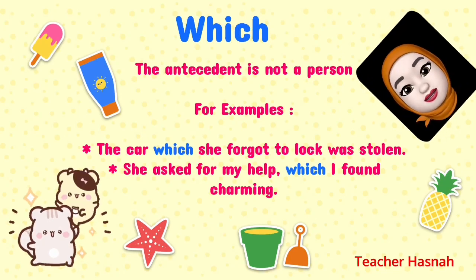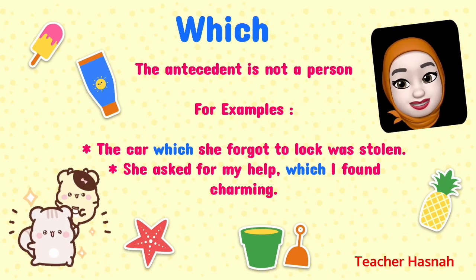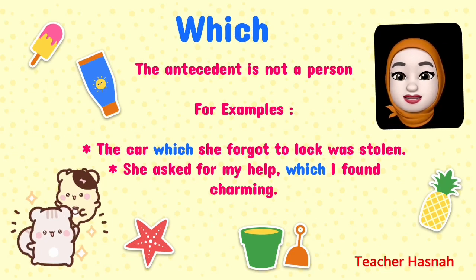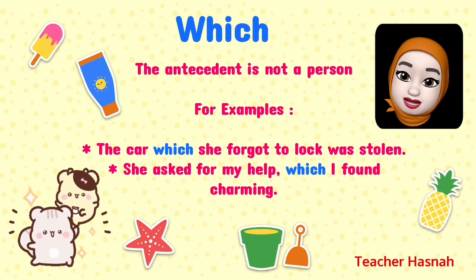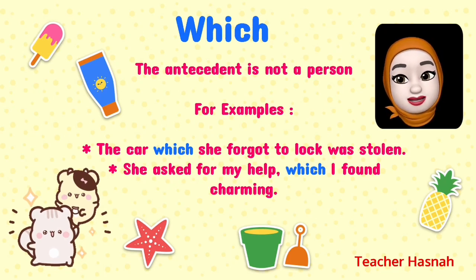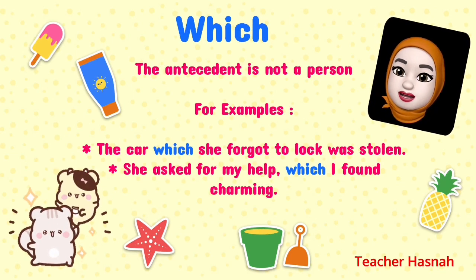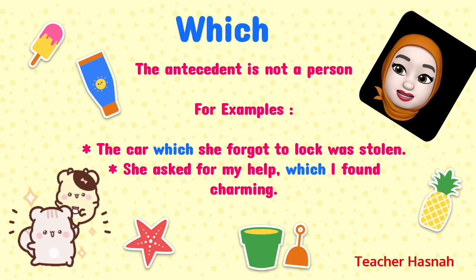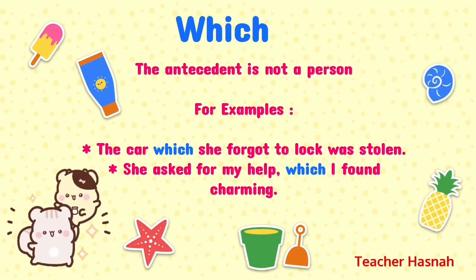Which. We use which when the antecedent is not a person. The bike which he forgot to lock was stolen. She asked for my help, which I found charming. The bike here is a thing, so we use which. She asked for my help here is an entire clause, so we use which.